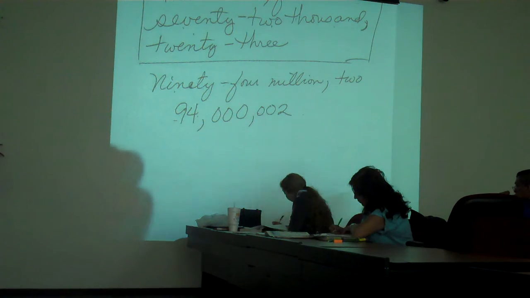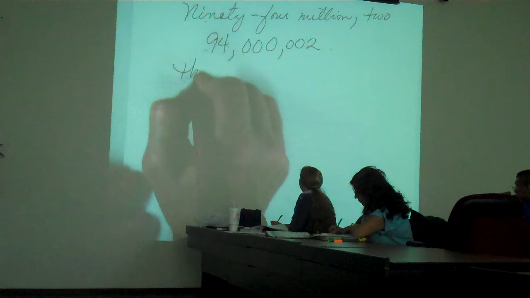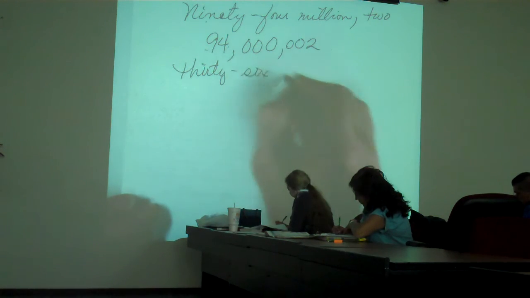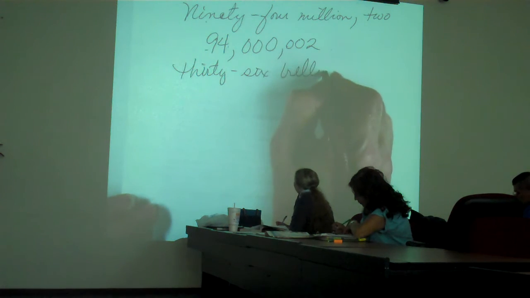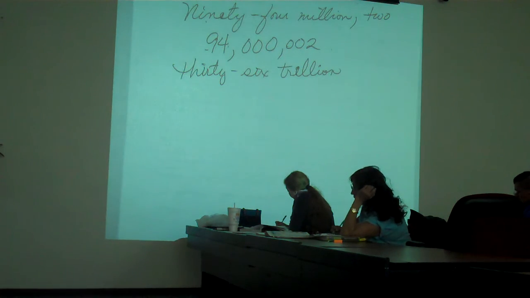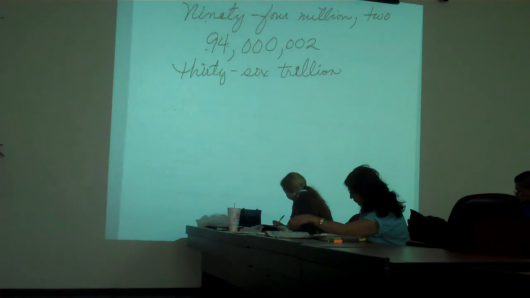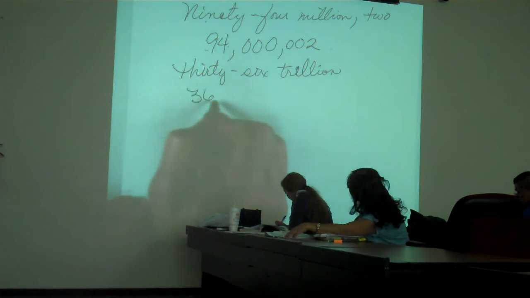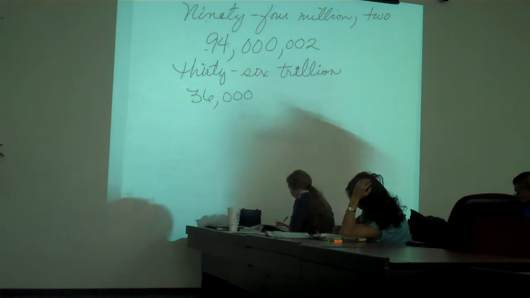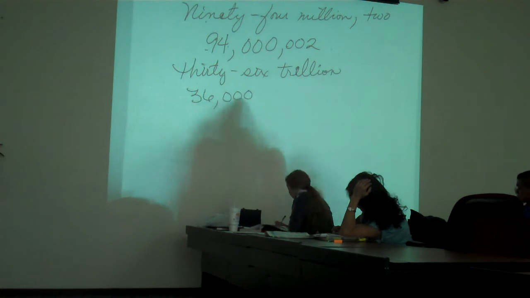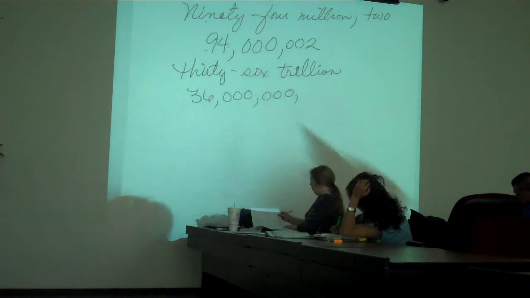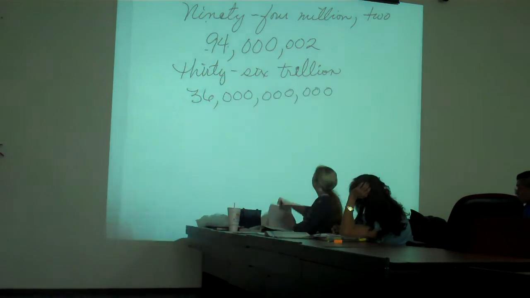Okay, what if it says 36 trillion? 30-6 trillion. And it doesn't say anything after that. Okay, you have 36 in your trillion spot. You're going to have zeros in your million spot. No thousands and no hundreds.